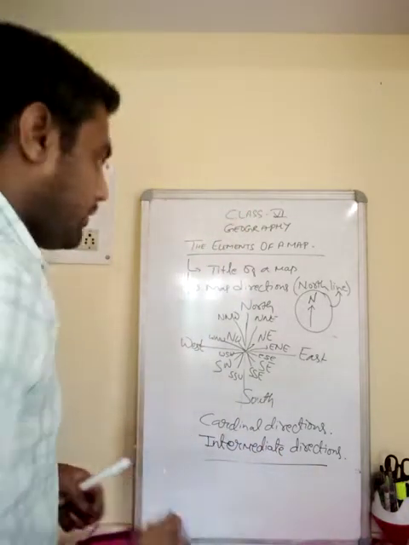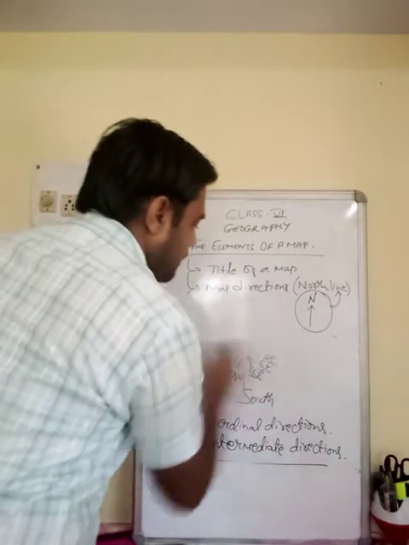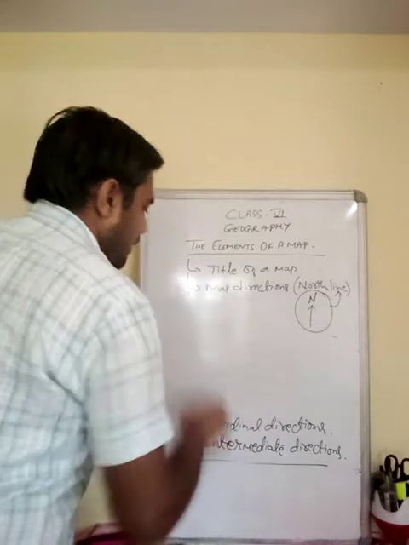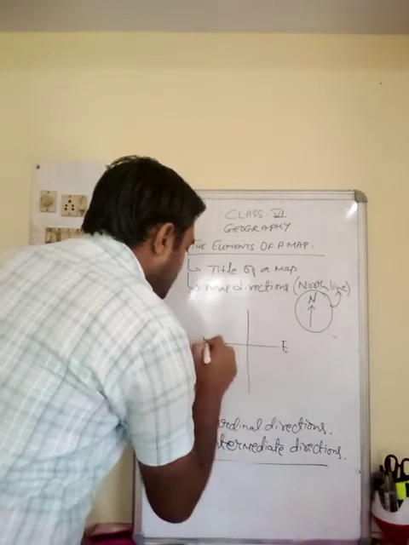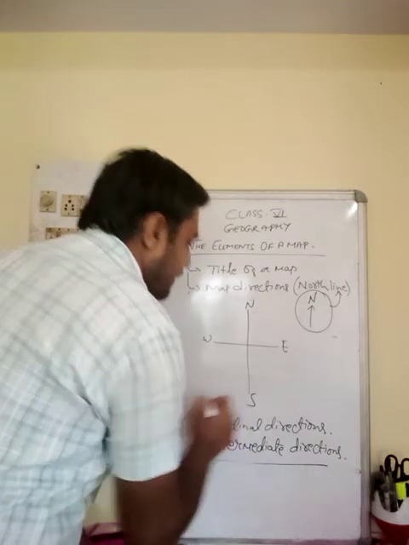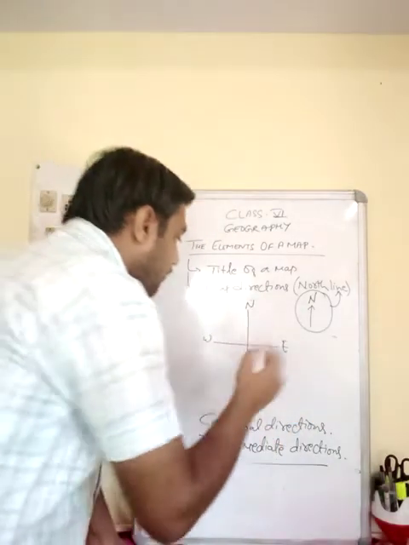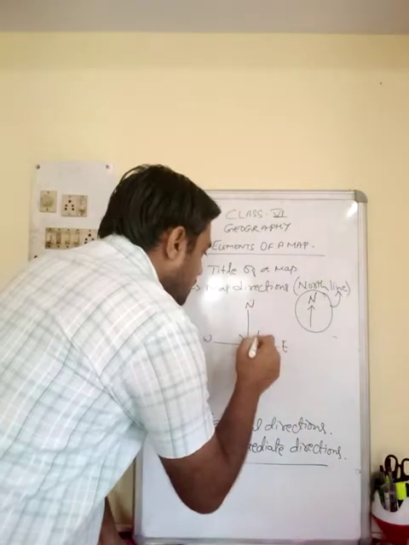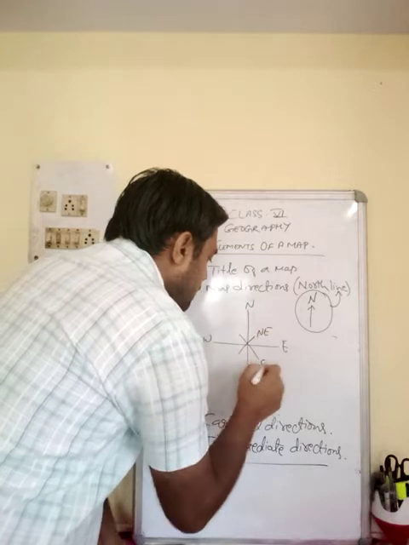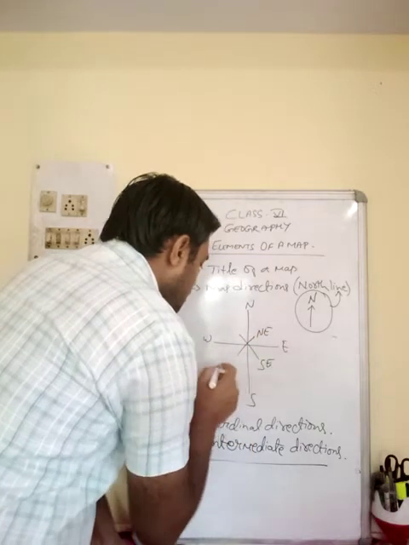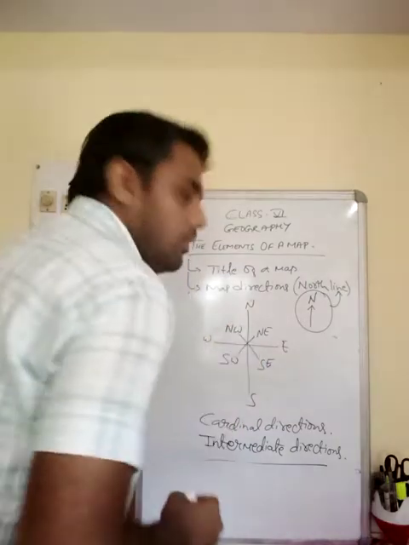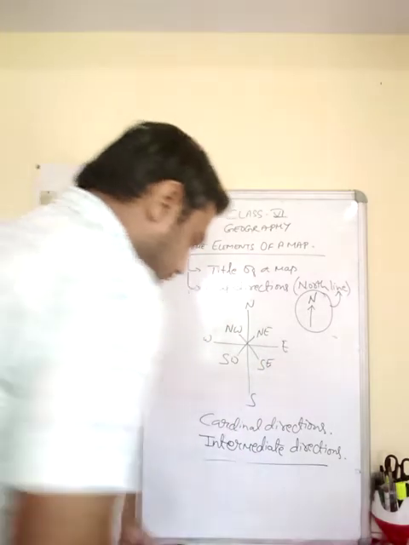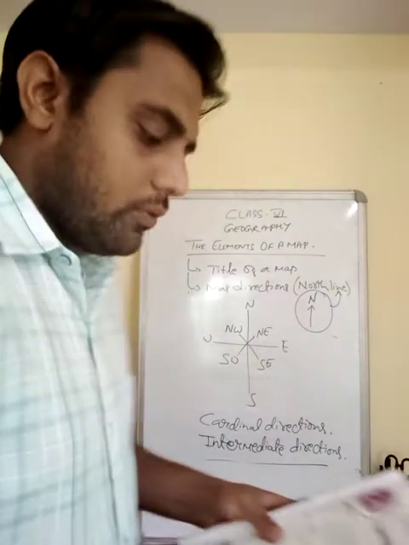The only thing you have to remember is the four cardinal directions: east, west, north and south, and four intermediate directions: northeast, southeast, southwest and northwest. Now let's see what the book says about this.